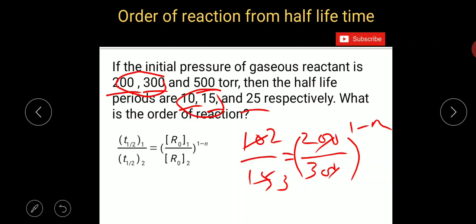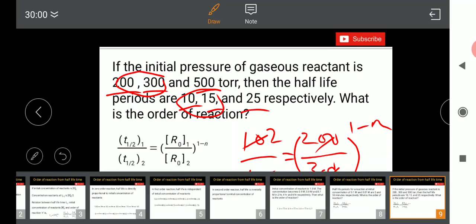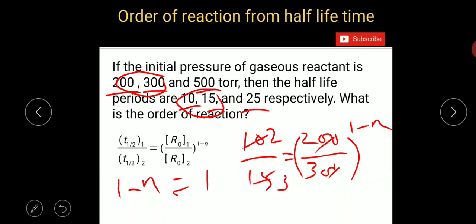Then what is the relation? 1 minus n equal to 1. Then what is n? 0. So the order of this reaction is zero order.